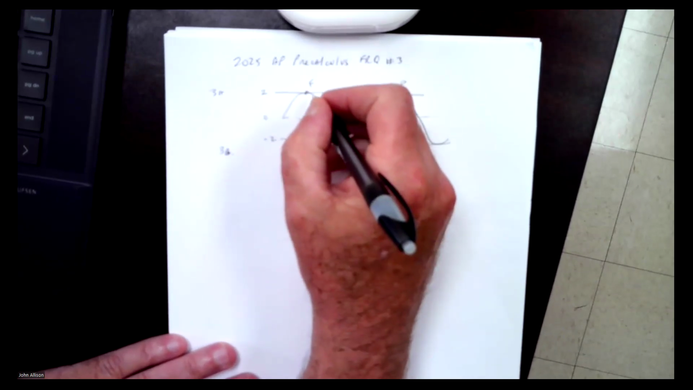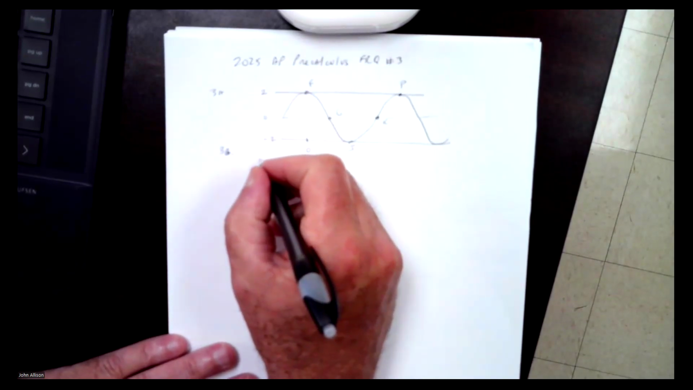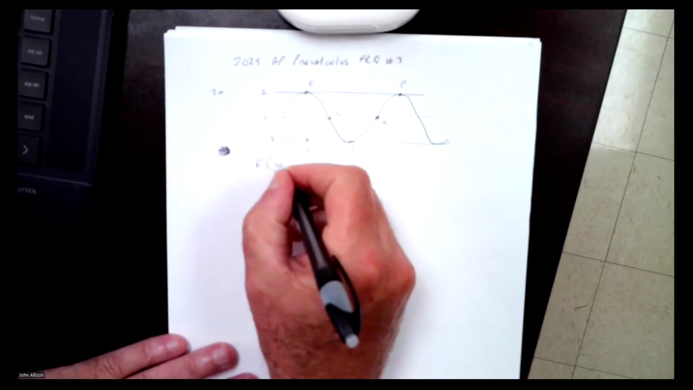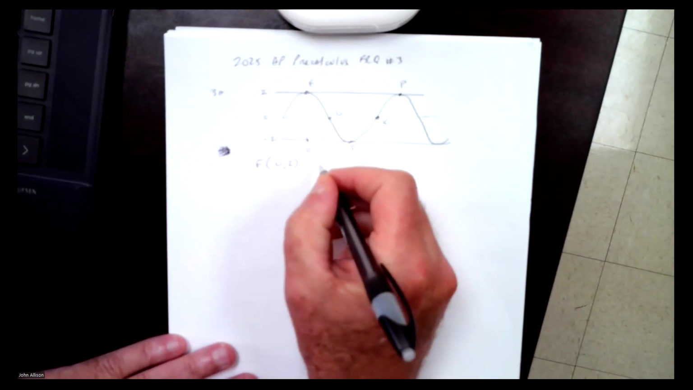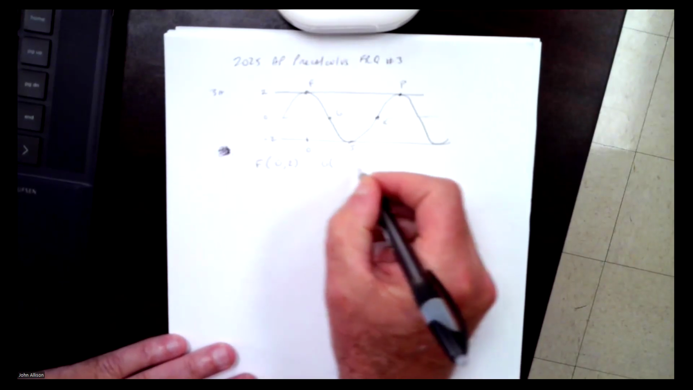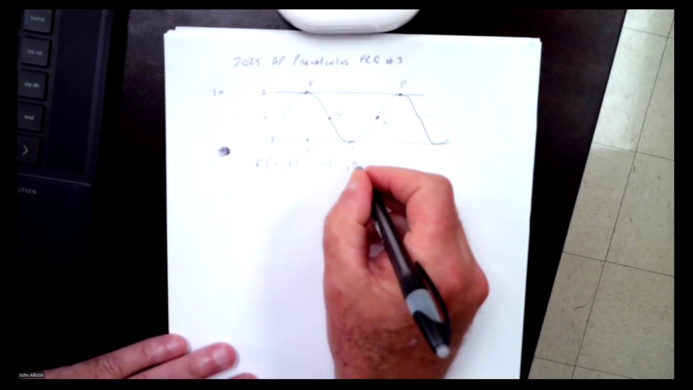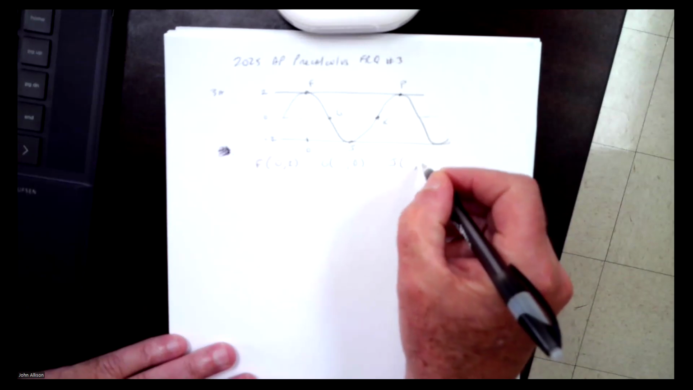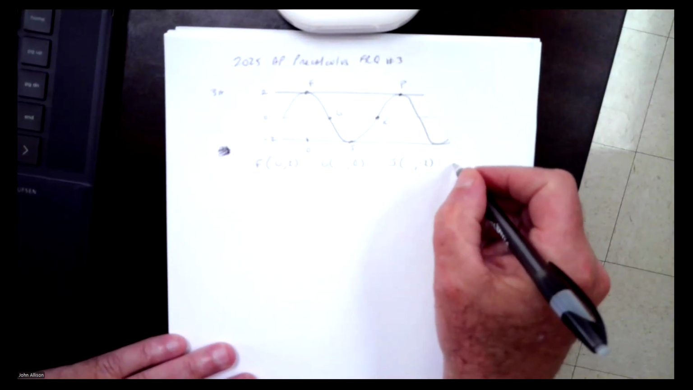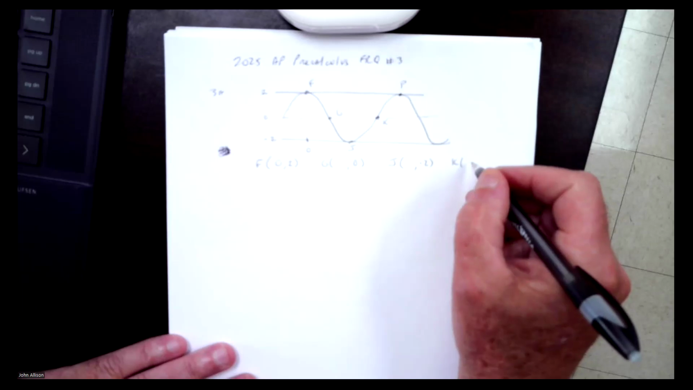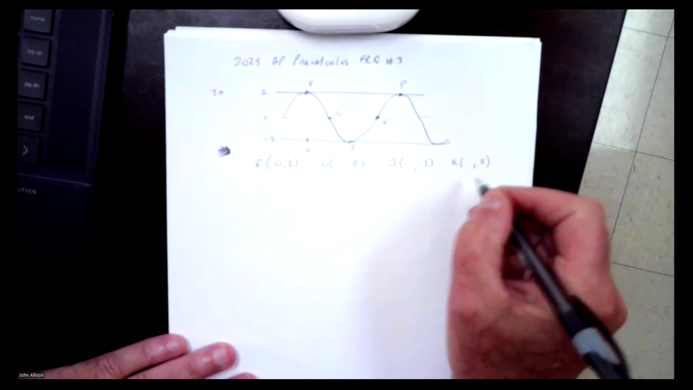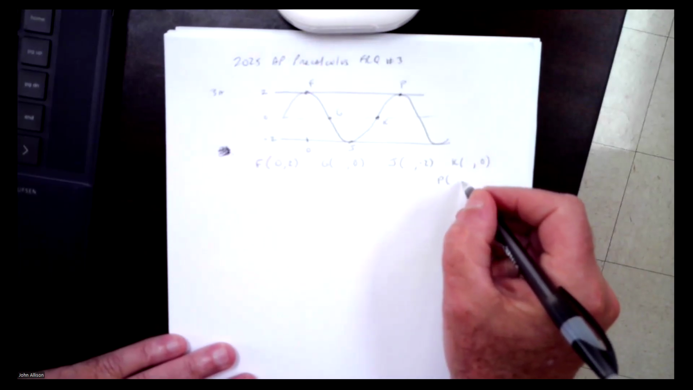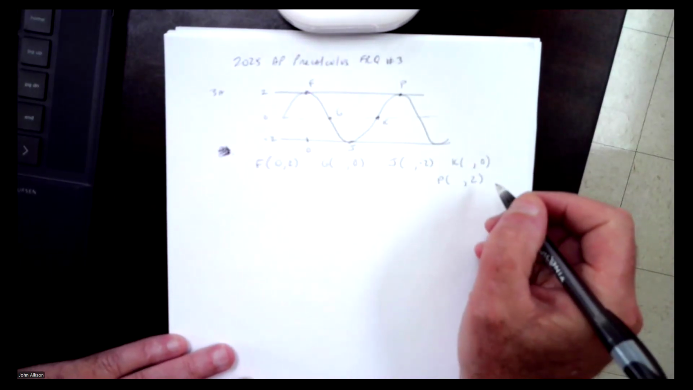We're going to start at the highest point, 0, 2. So we're going to say that F is the point 0, 2. Then G is going to have a y-coordinate of 0. And J is going to have a y-coordinate of negative 2. And K is going to have a y-coordinate of 0. And P is going to have a y-coordinate of 2 again.